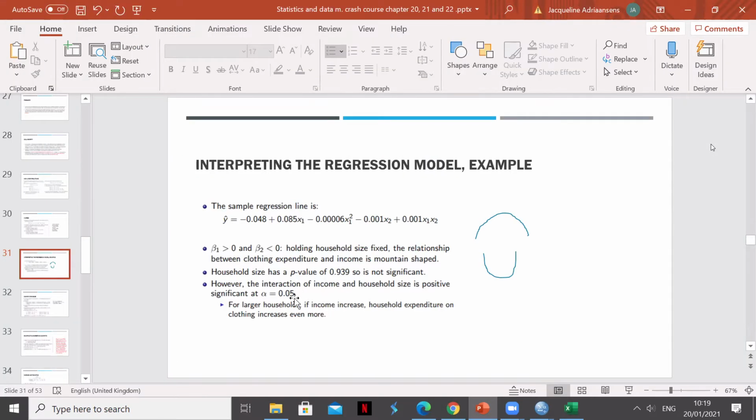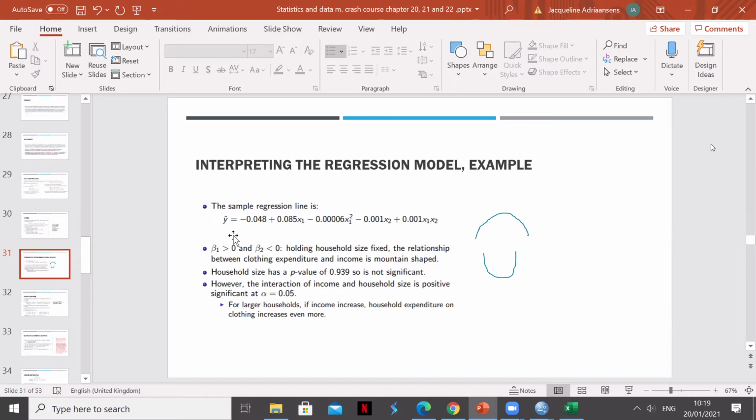So the interaction term is significant and positive, like I said. And what does this mean? That means that if there is a larger household, so that's x2, and x1 increases, so income, then household expenditure also increases more. And that's logical, because if there is an income increase and the household is already larger, then the expenditure on clothing increases even more.